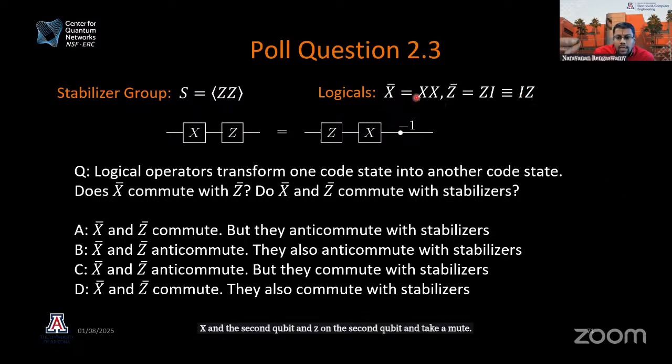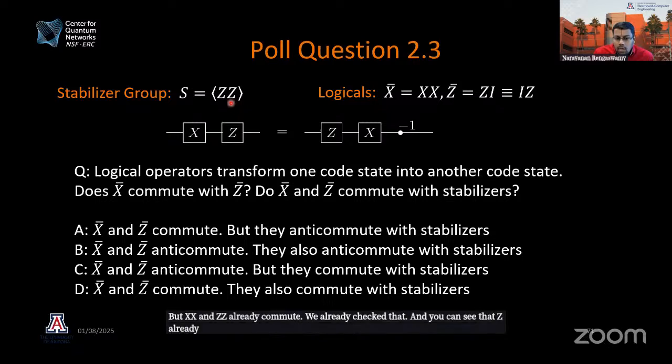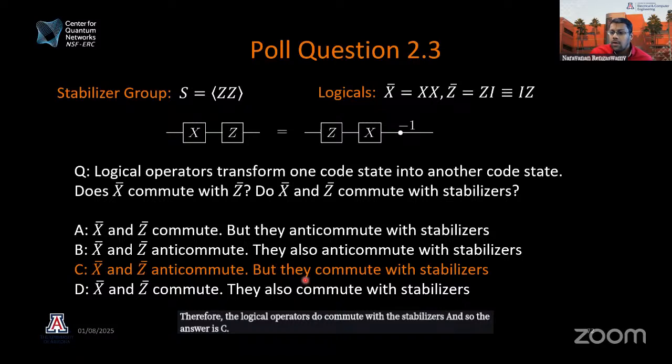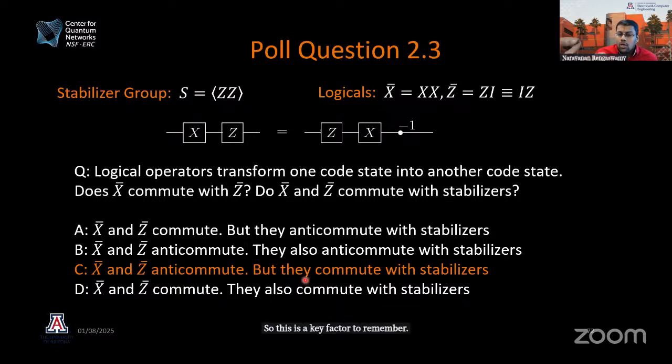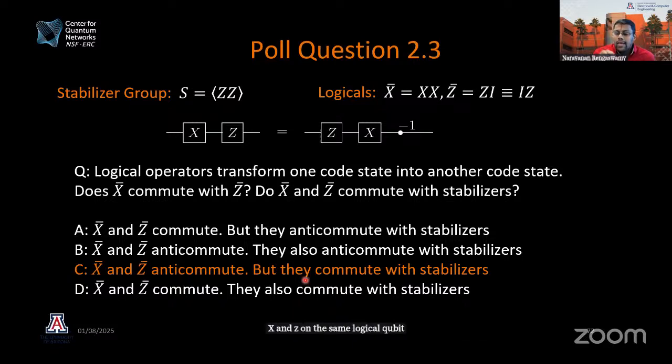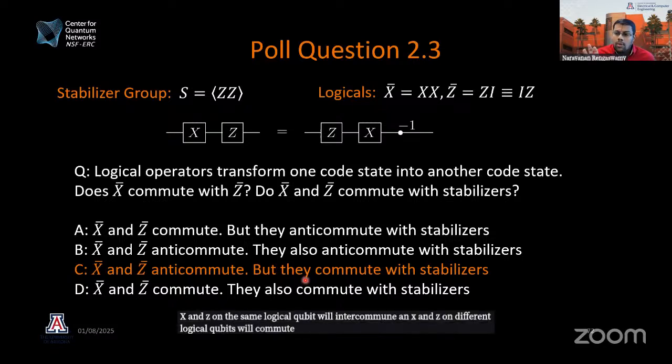But XX and ZZ already commute. We already checked that. And you can see that Z already commutes with Z. Therefore, the logical operators do commute with the stabilizers. And so the answer is C. This is a key fact to remember. A logical qubit is just like a physical qubit. X and Z on the same logical qubit will anti-commute, and X and Z on different logical qubits will commute. But all logical operators will commute with all stabilizers.